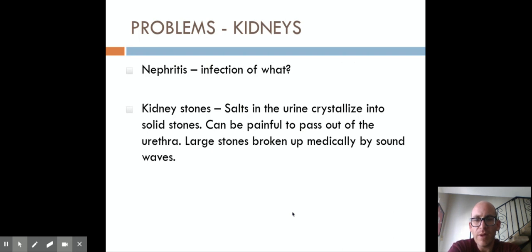Okay. We have some problems associated with the kidneys, nephritis. Hopefully you guys can pick up on that. That's an infection of the nephron unit, right? So it's going to be an infection in the kidneys.